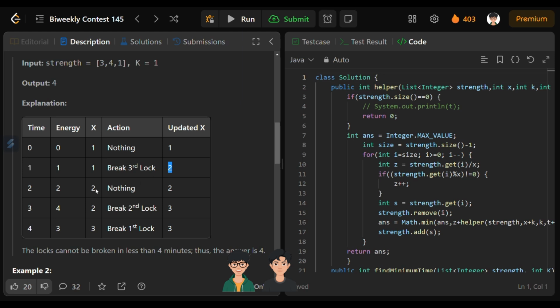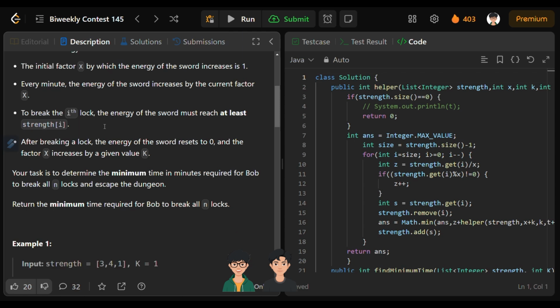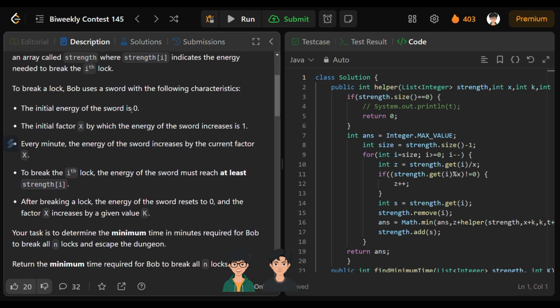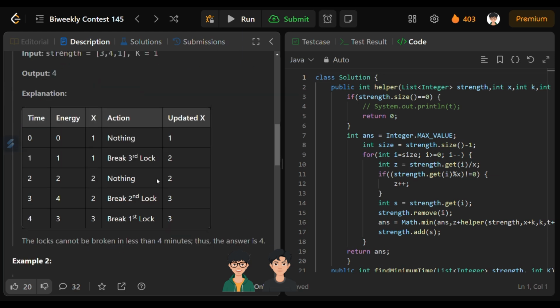Now at time 2, what will happen, x will increase the energy by 2. If you break a lock, your energy becomes 0 every time you break a lock. It is written here, after breaking the lock, the energy of the sword resets to 0. So here the energy became 0, and then it increased by 2. So now energy is 2.